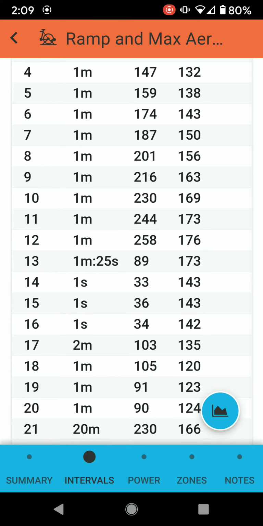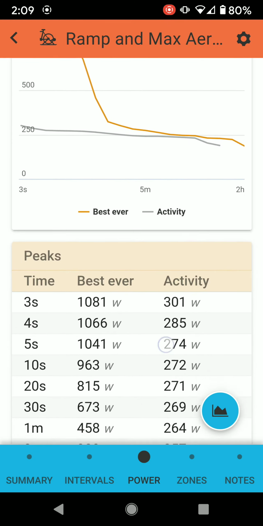If the test was done correctly and he dumped everything out for the step test without any calculations, this should be very close to his FTP without any correction. So we'll go to one more place to double check that. We'll head over to power and we'll go to peaks.